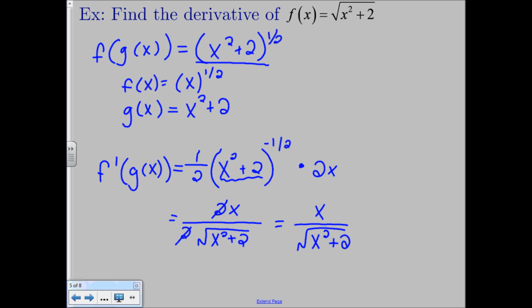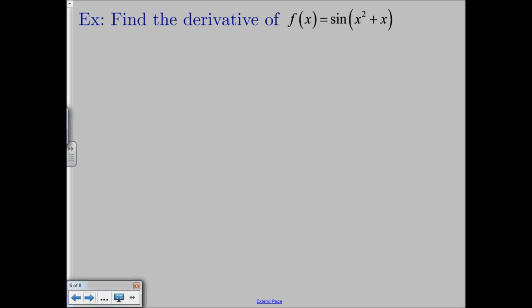So you're probably still a little confused on the chain rule. We're going to do a few more examples to see how it works on other types of functions. But basically what you want to do is start by taking the derivative of the outermost thing, leave everything on the inside by itself, and then multiply by the derivative of the inside. So let's try another example. Let's find the derivative of sine of x squared plus x.